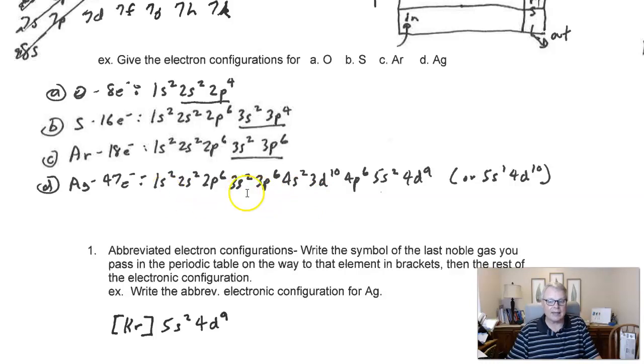So knowing how the inner or the core electrons are arranged is nice, but it's these outer ones that are really important here. So what you can do if you want to make this a little shorter is you can write what we call abbreviated electron configurations. The way you do that is you write the symbol of the last noble gas you pass in the periodic table on your way to that element in brackets, and then you write the rest of the electron configuration. So for example, write the abbreviated electron configuration for silver here for me.